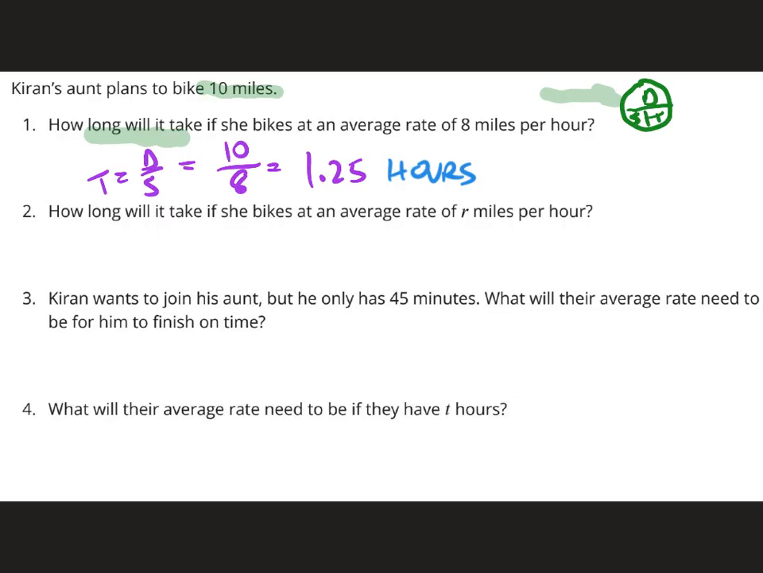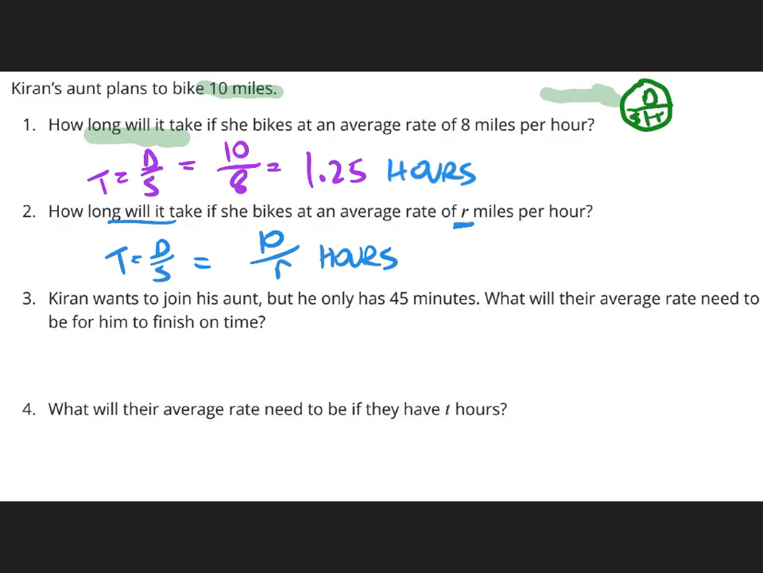Now, again, how long will it take if she bikes at an average rate of r miles per hour? How long is time? Distance over speed. Distance is 10, and speed is r. So it's going to take 10 over r hours. Now, our time is in hours. Now let's look at number 3.